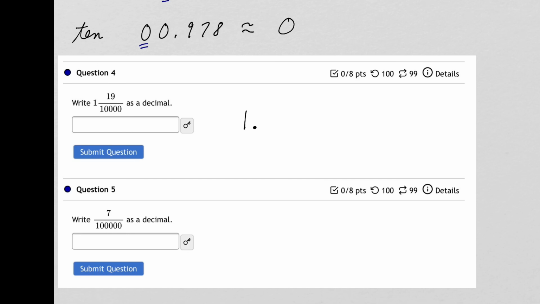So the 10,000ths place is got to be where the 9 is, right? So remember, this is going to be the tenths, hundredths, thousandths, 10,000ths. So I guess this is going to be 1.0019, right? And then that would be correct, right? So this would be 1 and then 19, and then remember we give this place, which is 10,000ths. So 19 10,000ths is 0.0019.